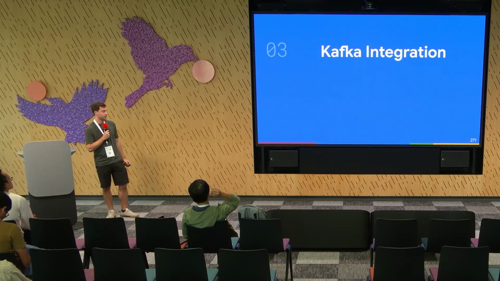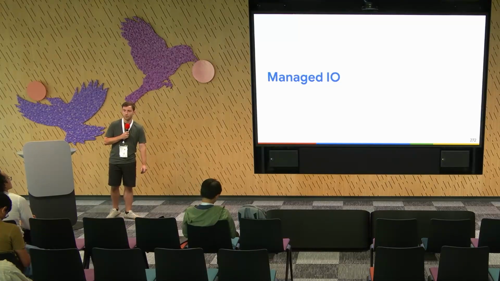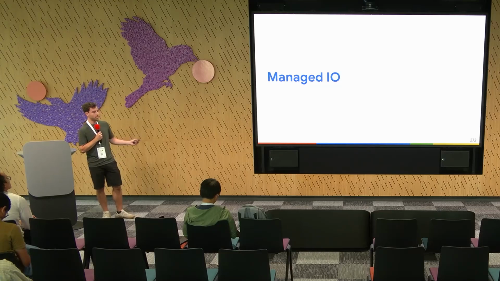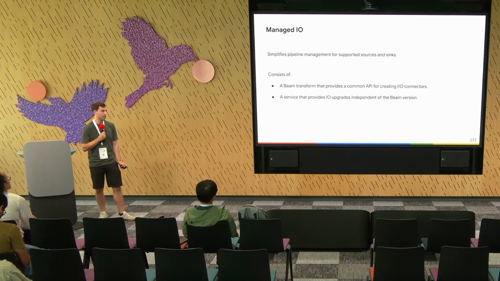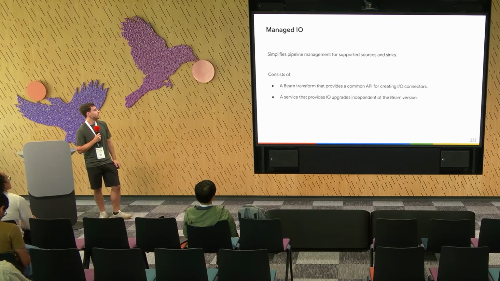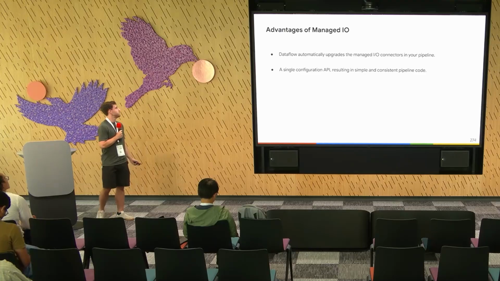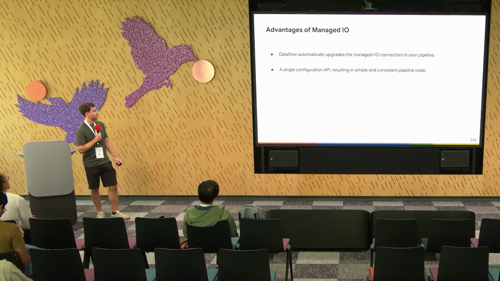Third is Kafka integration. Like I said, Kafka is an important source in streaming data flow lately. And if you attended some other talks today, you might have seen managed I/O. This is supported with Kafka and simplifies how you specify I/O connectors. And then Dataflow also provides a service for you to upgrade those transforms without having to upgrade your Beam version for your entire pipeline. So, yep, Dataflow automatically upgrades the I/O, and then it's a simple API.